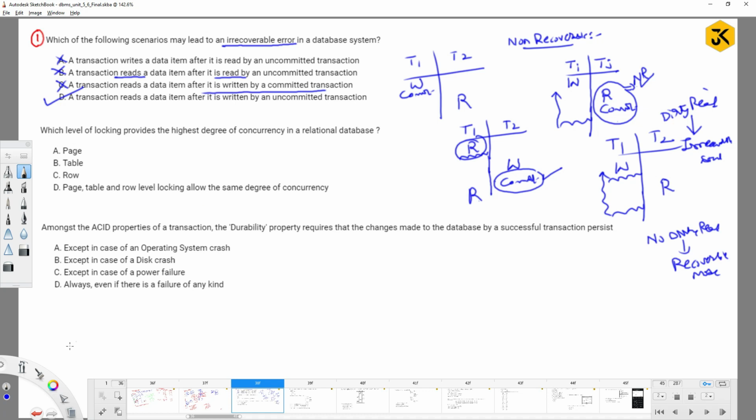Okay, fine. So take out the second one. Which level of locking provides the highest degree of concurrency in a relational database? Right? So you may not get the idea here.